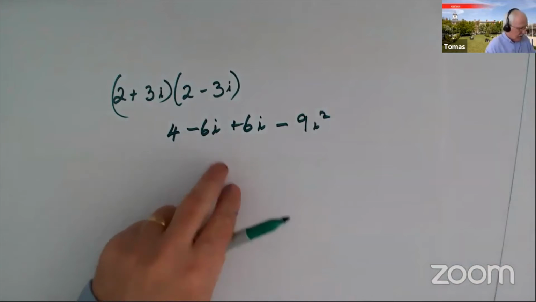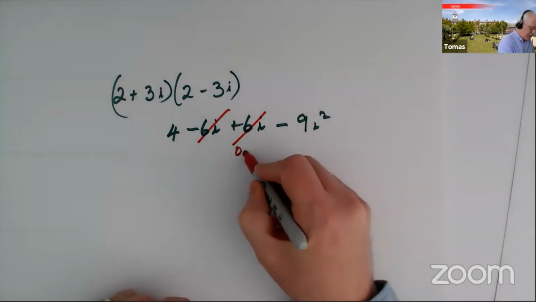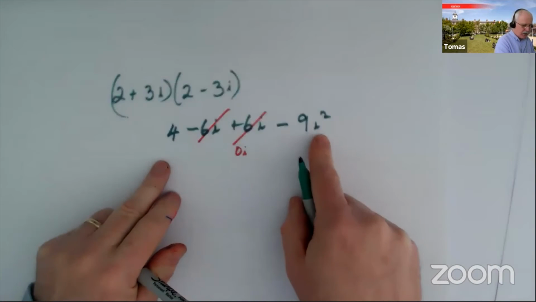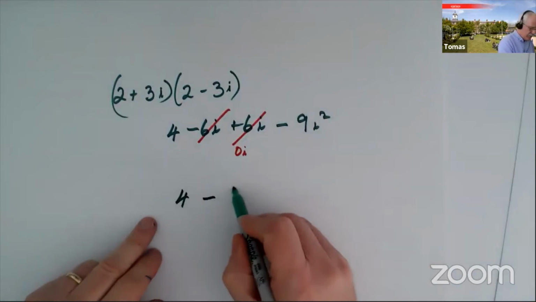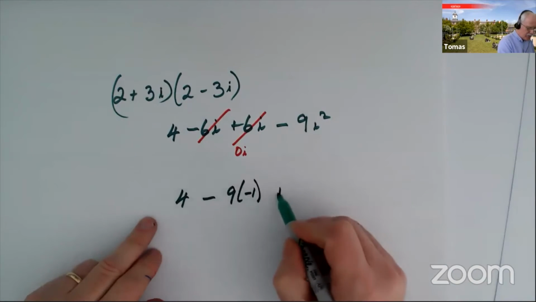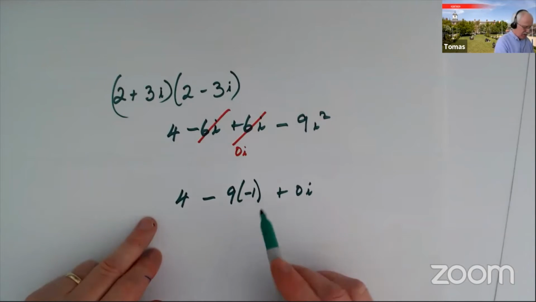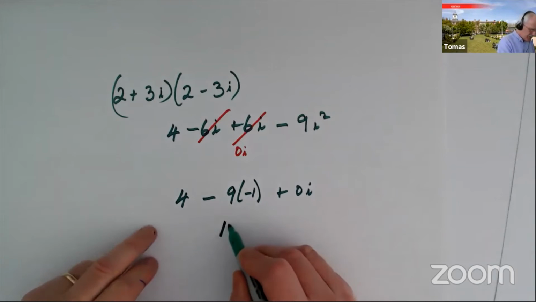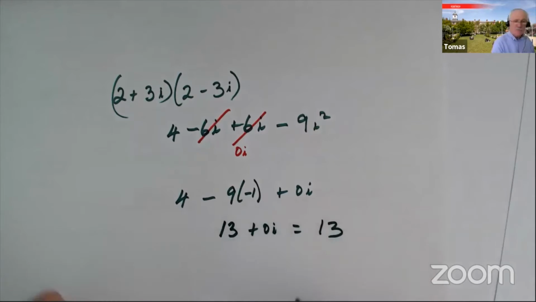Now luckily the minus 6i and the 6i cancel, so we're left with 0i. The 4 and the 9i squared, well, that i squared is really minus 1. So it's 4 minus 9 times minus 1 plus 0i. But 9 by minus 1 is minus, so that's minus by minus is plus. So that turns out to be 13 plus 0i, or just 13.